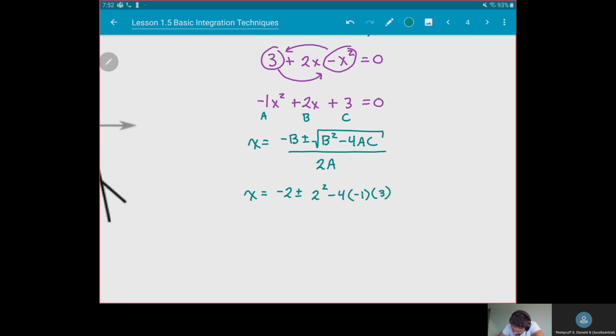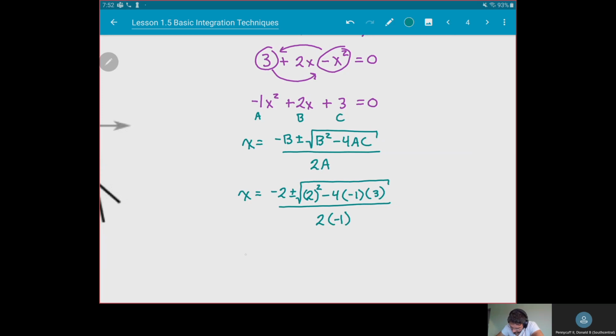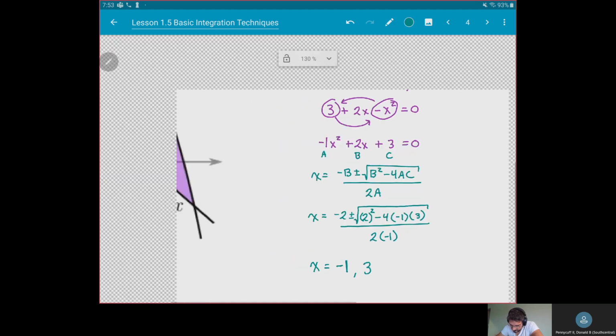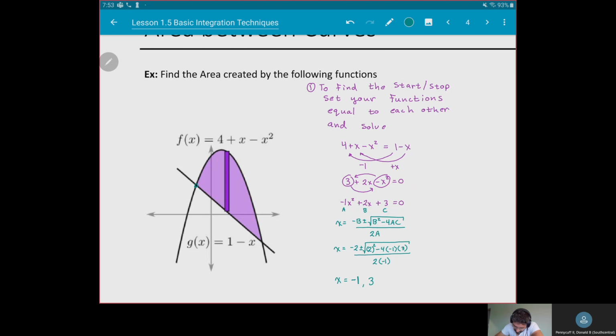I did get a little lazy here. This should be in parentheses. Okay. And then that's going to give me two answers. And I think one of the answers is -1 and the other one is +3. Okay. So this is going to be my start. The -1 right here is my start, and the +3 is my stop. Boom.